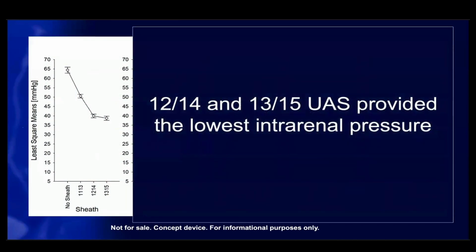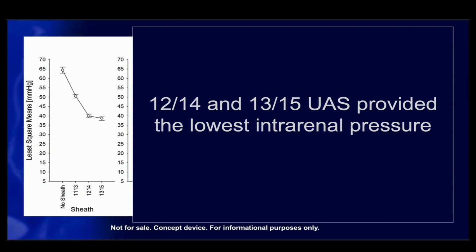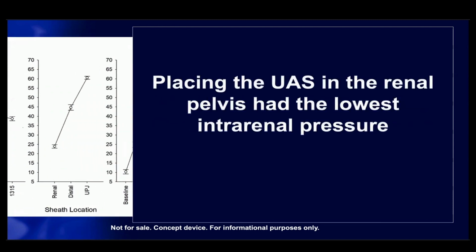What you'll find is that the 12-14 and 13-15 ureteral access sheaths provided the lowest intrarenal pressures. So much like some of the data that Abdul showed, the bigger your access sheath, the better. The 11-13 or the 10-12s, although seductive in their size, actually do not give you the reduction in intrarenal pressure that you may be looking for. The next thing would be the location. Placing the sheath in the renal pelvis had the lowest intrarenal pressure. You would think that placing it just below the UPJ might be better, but for some reason, it actually produced the highest pressure in our study, in our pig model.